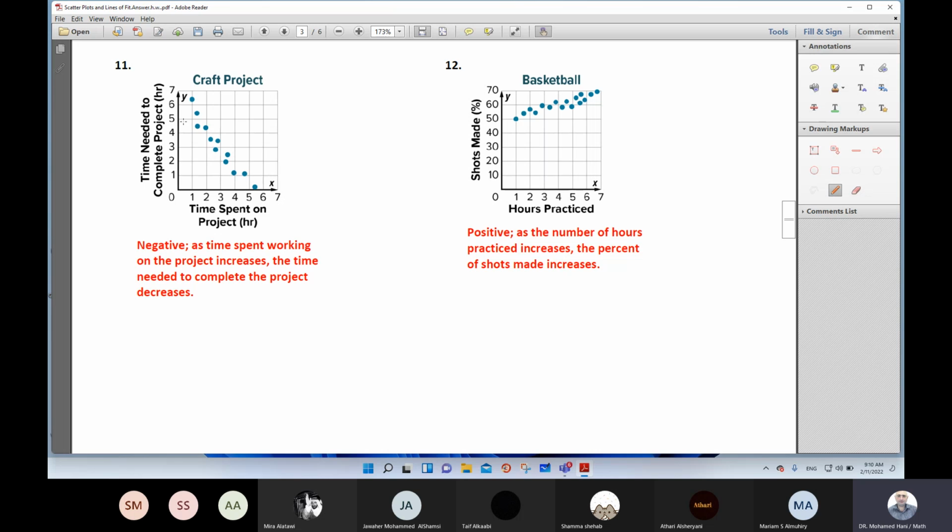As you see here, we have negative because we have increase in x, decrease in y. So negative: as time spent working on the project increases, the time needed to complete the project decreases. And as we see here, we have increases. So positive: as the number of hours practiced increases, the percent of shots made increases.